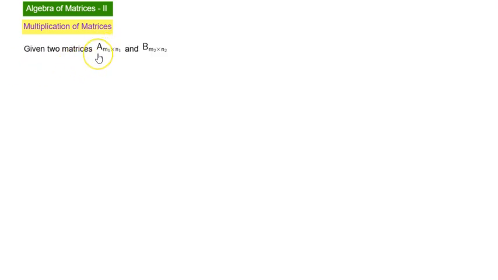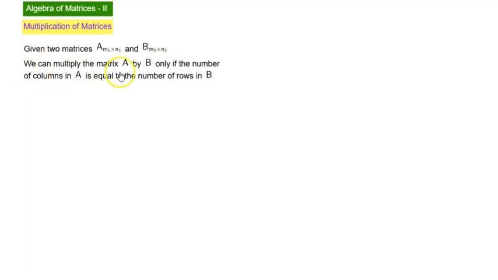Given two matrices, A of order M1 by N1 and B of order M2 by N2, we can multiply the matrix A by B only if the number of columns in A is equal to the number of rows in B. That is, A sub M1 by N1 times B sub M2 by N2 is defined only if N1 is equal to M2. The number of columns here is equal to the number of rows here.